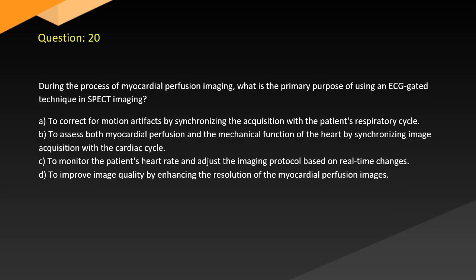Question 20. During the process of myocardial perfusion imaging, what is the primary purpose of using an ECG-gated technique in SPECT imaging? A. To correct for motion artifacts by synchronizing the acquisition with the patient's respiratory cycle. B. To assess both myocardial perfusion and the mechanical function of the heart by synchronizing image acquisition with the cardiac cycle. C. To monitor the patient's heart rate and adjust the imaging protocol based on real-time changes. D. To improve image quality by enhancing the resolution of the myocardial perfusion images.